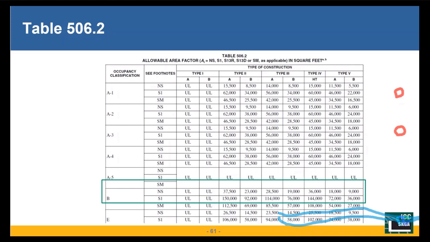The 150,000 for the B occupancy, sprinklered 1 story, type 2-1A, basically is the factor taken from that table, the pure area factor, modified by sprinkler system and number of stories.